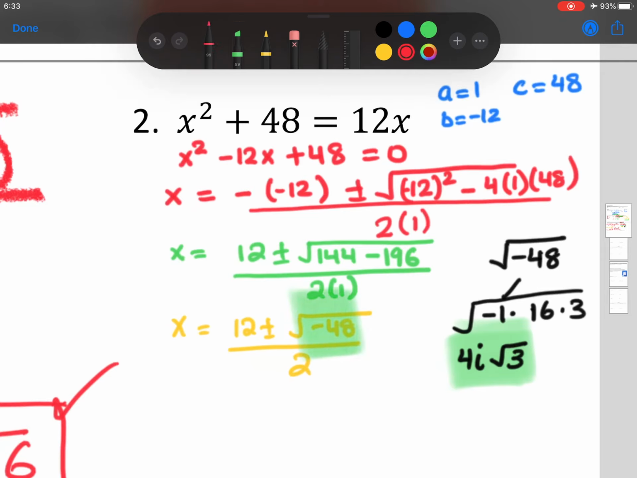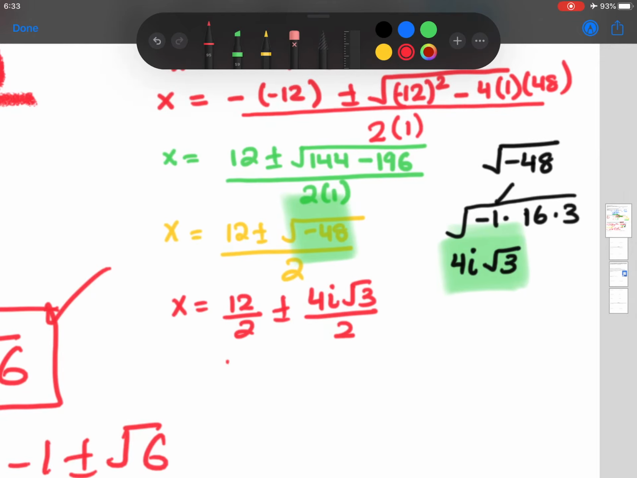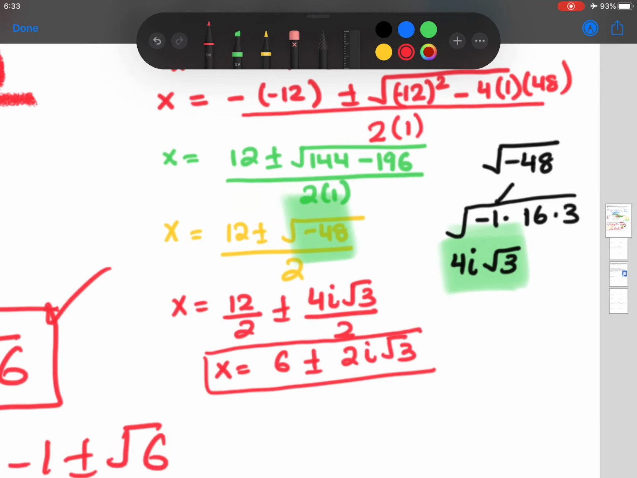So let's go here. It's going to be x equals, and I'm going to write it as separate fractions, 12 over 2 plus and minus 4i radical 3 over 2. So let's simplify it. What do I get? x equals 12 divided by 2 is 6, plus and minus 2 goes into 4, 2 times i radical 3. So that is your final answer.